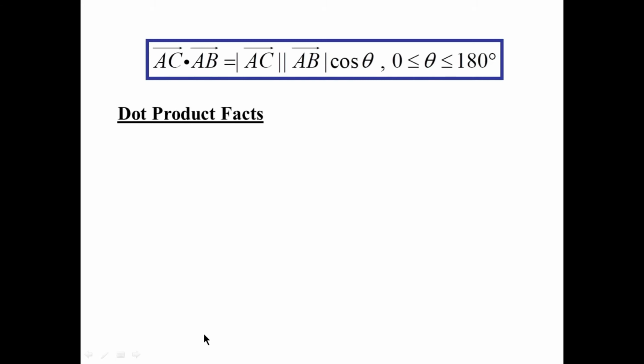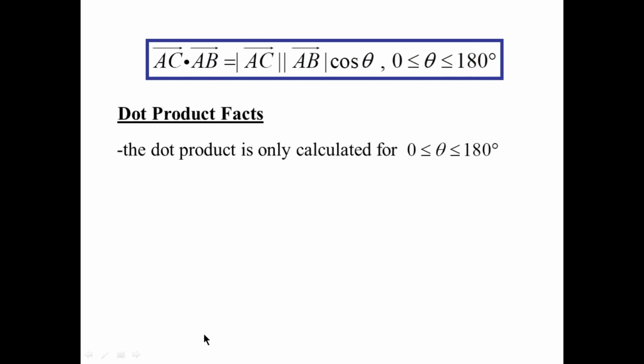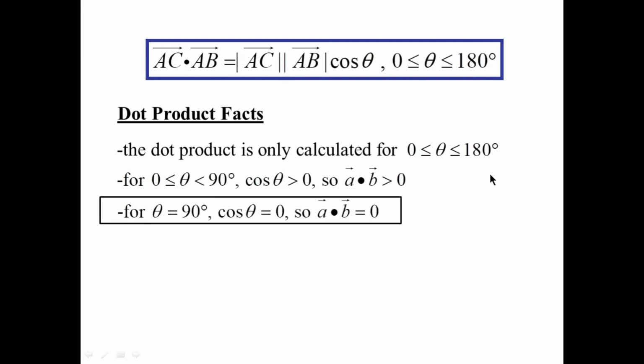Some facts about it. We care about the smaller of the two, not the reflex angle. If theta is acute, then this dot product is positive because lengths are positive, so length is positive times the cosine of an angle that's acute, that will be positive as well. I put this one in a box.